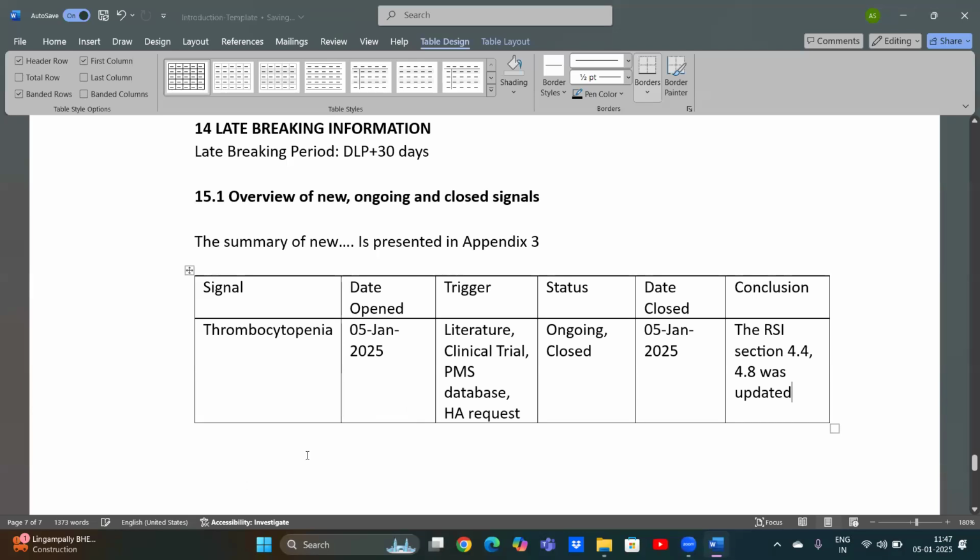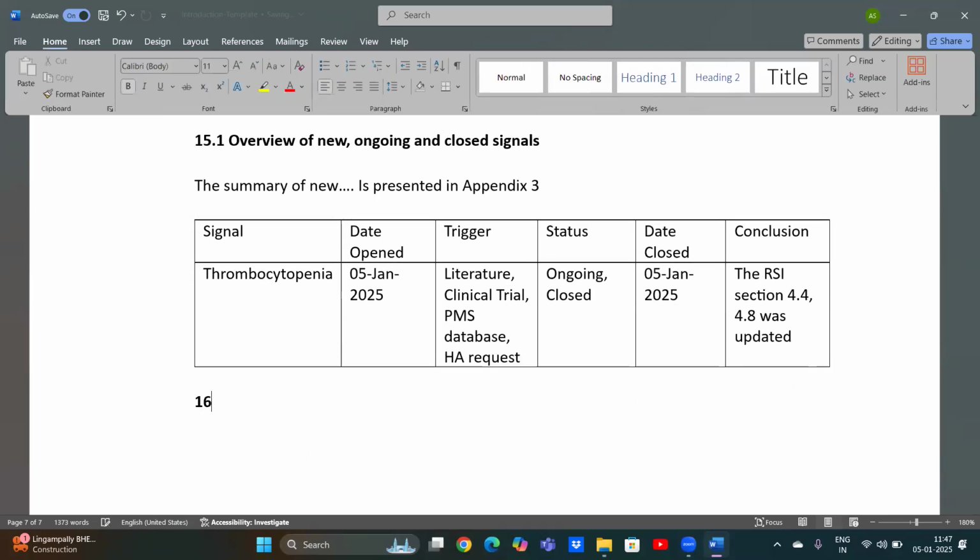Now, when you are in 16.2, what is the topic? Closed evaluation of signals. So let's keep it as closed signals. Many clients bifurcate it: closed signals which were refuted, closed signals which were confirmed, or closed signals which became safety under monitoring, whatever it is.